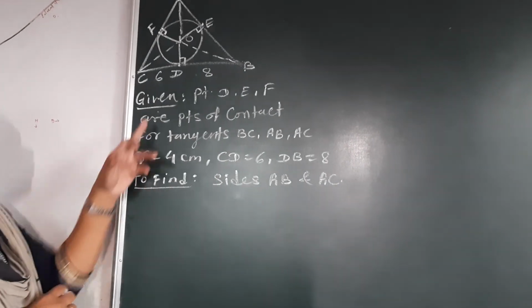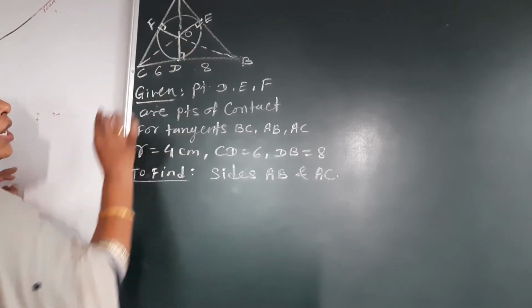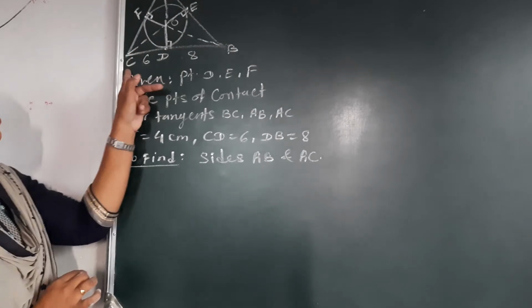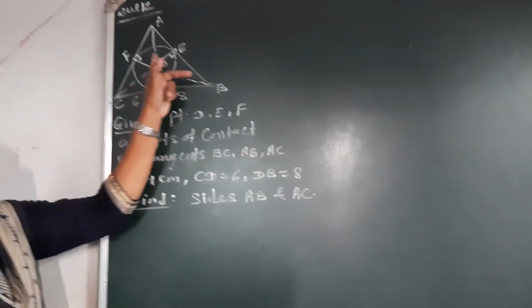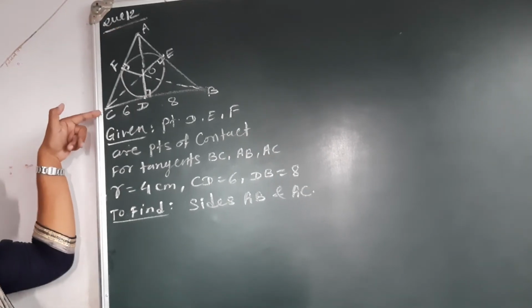Now here point D is a point of contact, and therefore the radius at the point of contact is perpendicular to the tangent, which means OD is perpendicular to BC. Similarly OE is perpendicular to AB and OF is perpendicular to AC.